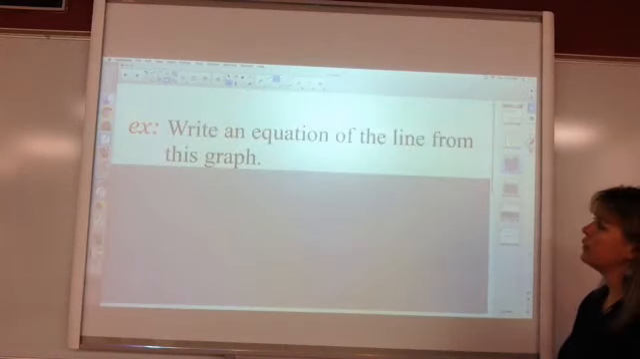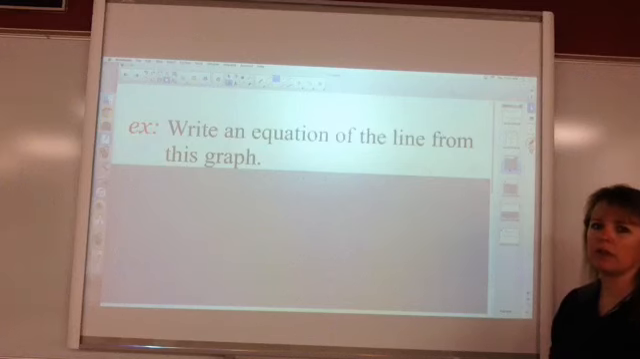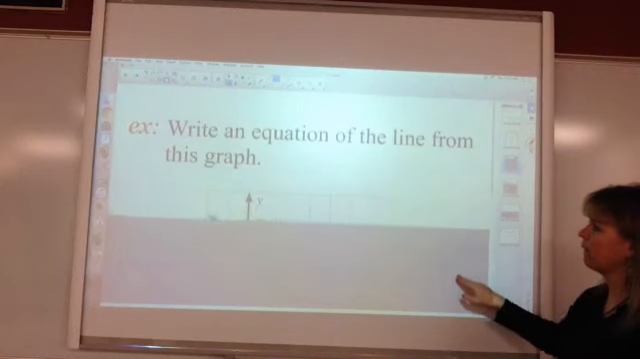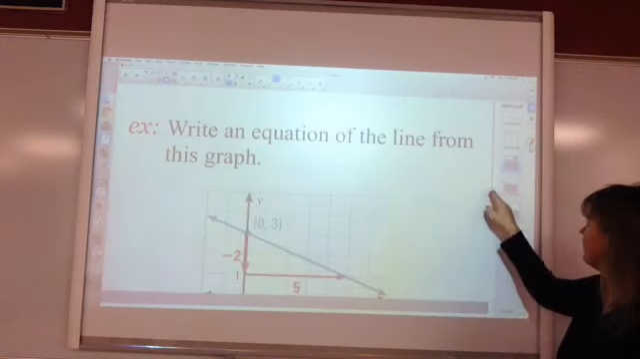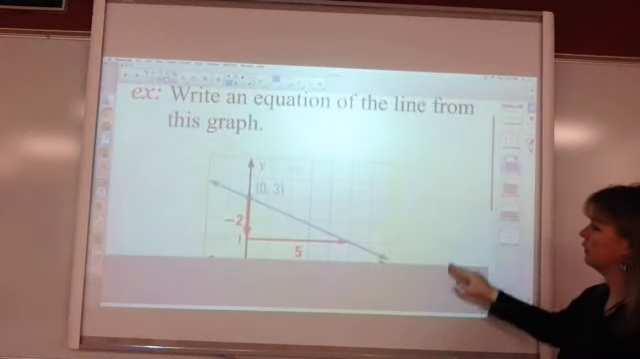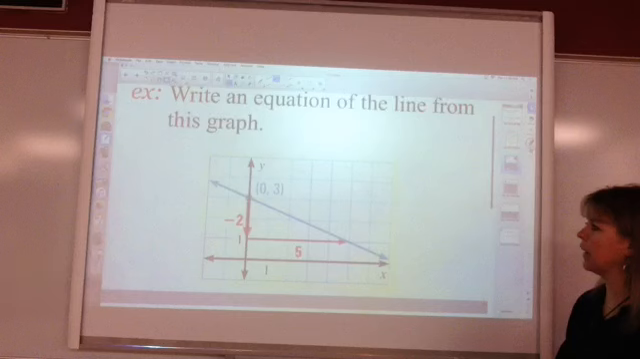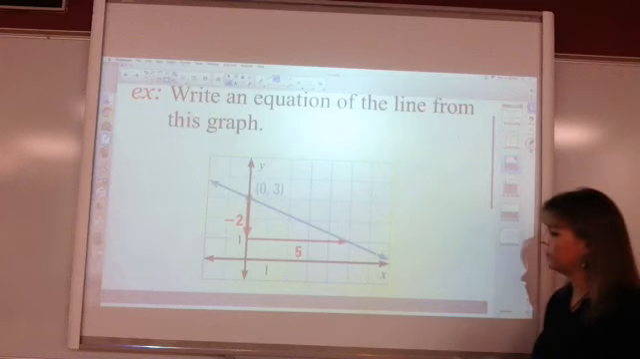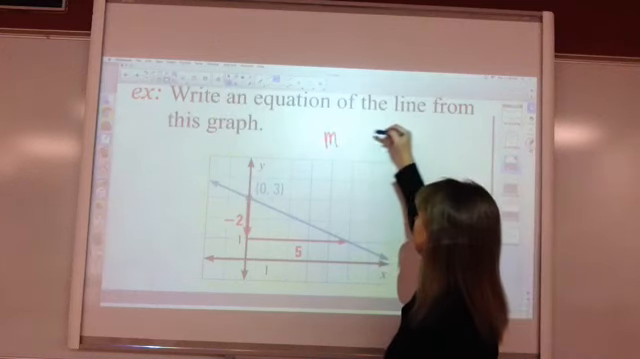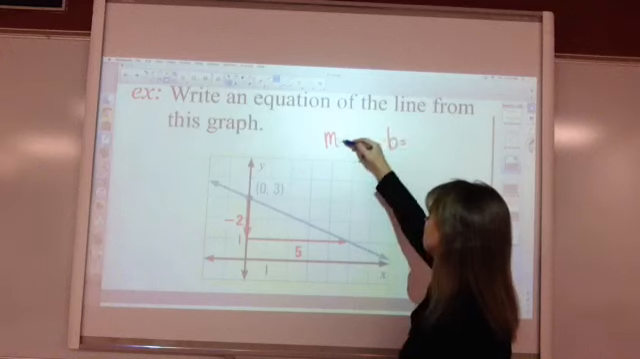Next, what do we do if we write an equation of the line from this graph? This time it's going to be a graph. Pause it so you can take time to put your graph in your notes so that you have something to look back at. Here's your graph. You still need m and b out of this.